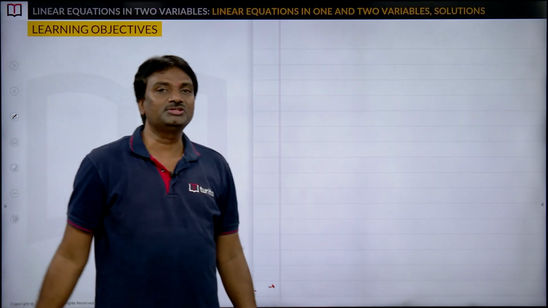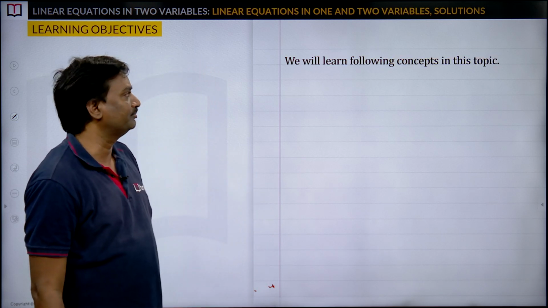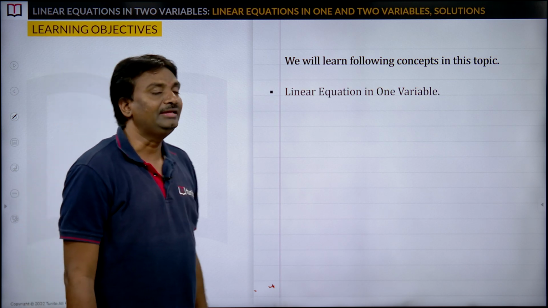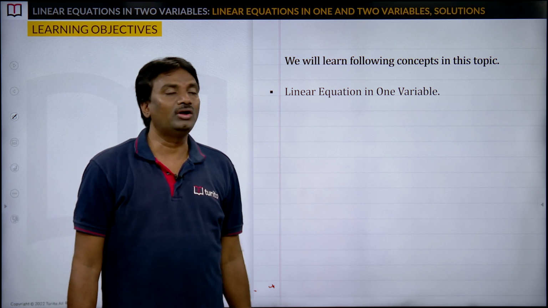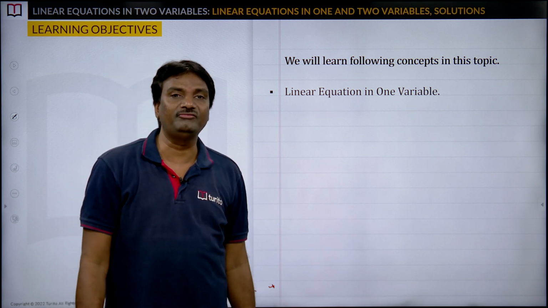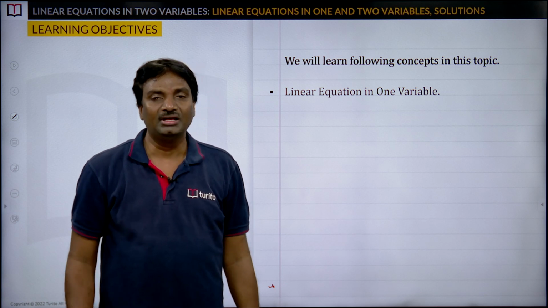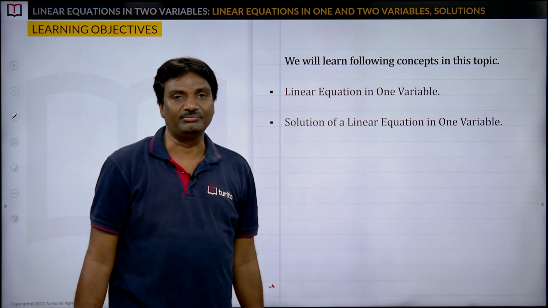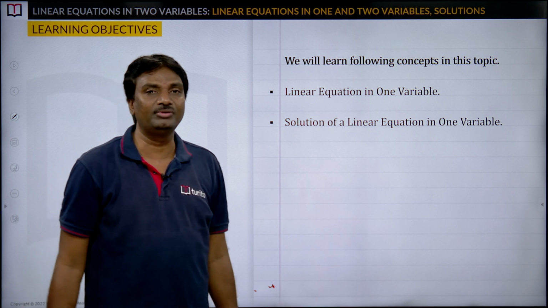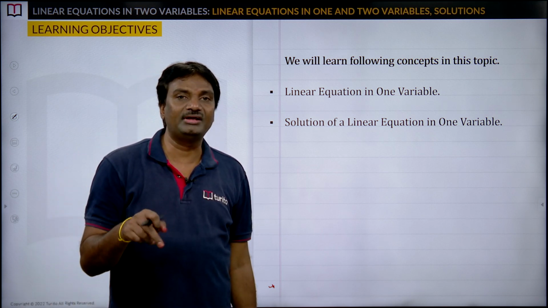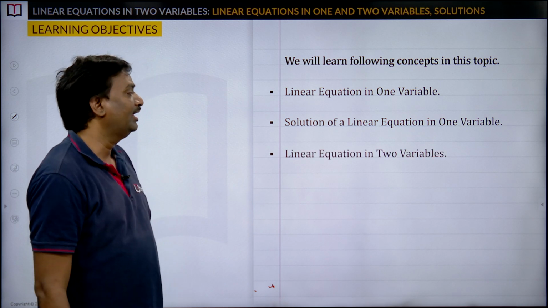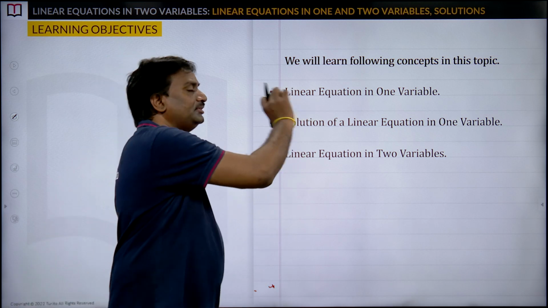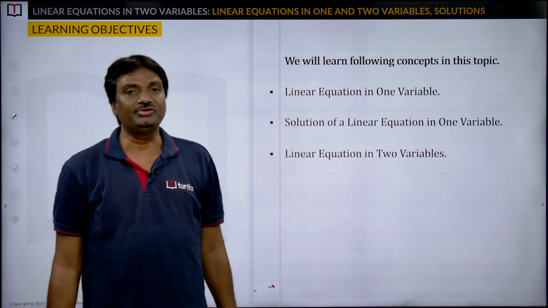Learning objectives means what we are going to discuss in today's class. We will learn the following concepts in this topic. First one, linear equations in one variable. We have already discussed linear equations in one variable in 8th standard, so we can just recap them. Next, the solution of a linear equation in one variable: when one linear equation is given, how to find the solution of that equation. Next, linear equation in two variables, which is our chapter name. We have already discussed the first two points in 8th standard, so we just recap them.